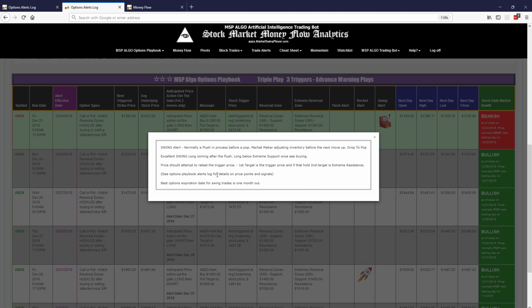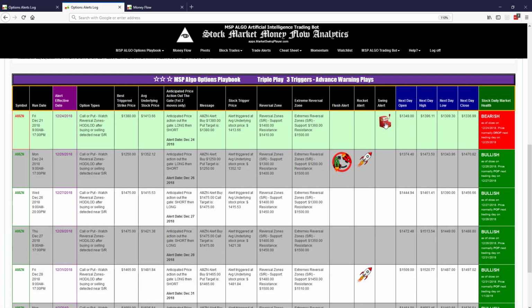Once it does that, it should retest the trigger price. And if that passes, then your next target would be extreme resistance. So the swing alert is saying that price is going to pull back to support or flush to support. It may flush below support, and then you may want to look for a swing trade.